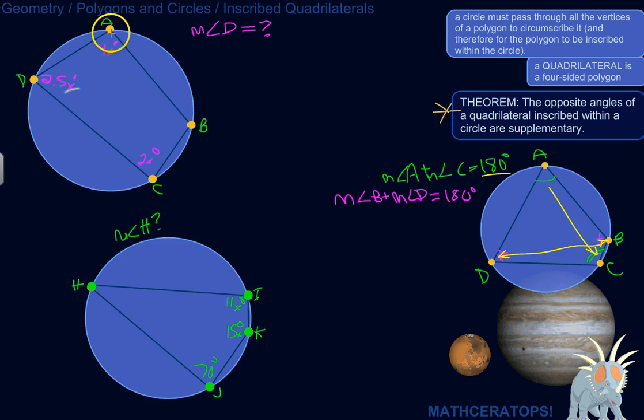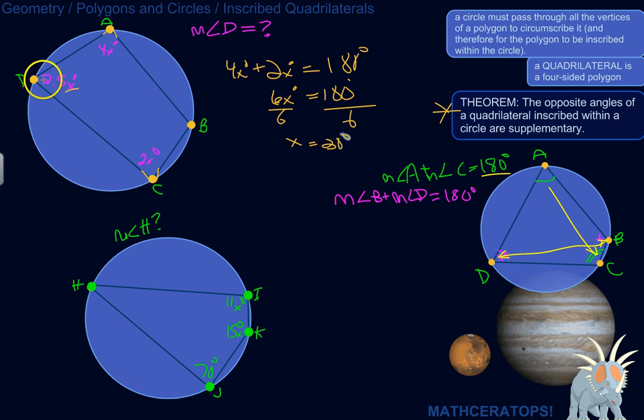So this theorem would say that the measure of angle A and the measure of angle C, which is opposite to it, will add up to 180 degrees. So I know that 4x degrees plus 2x degrees is equal to 180 degrees. So I can just solve for x. Combining like terms here, 6x degrees equals 180, and then divide by 6. So x is equal to 30 degrees.